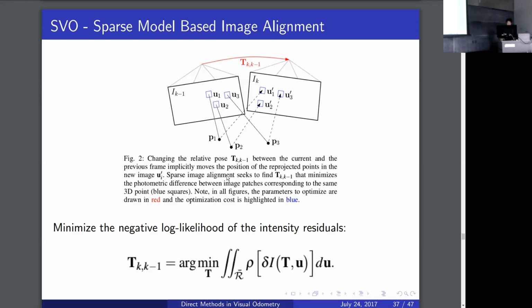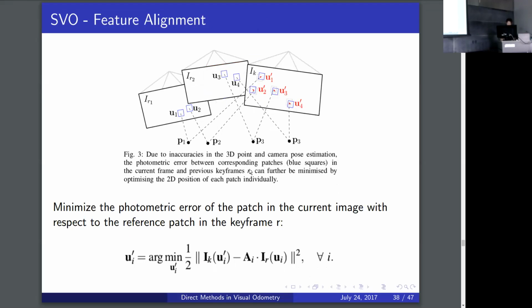And then the second stage is what they call feature alignment, where you're again minimizing the photometric error of the current image with respect to the previous reference patches or reference keyframe patches. Here, the term is the intensity of the kth frame of the patch minus the reference keyframe image of the same patch, where A is applying the warping.